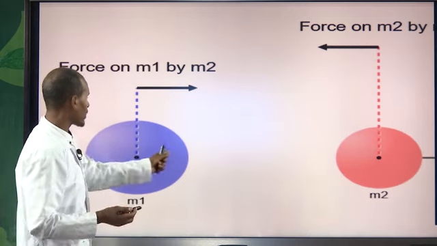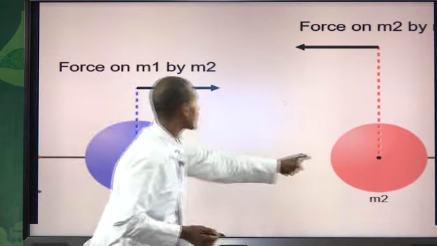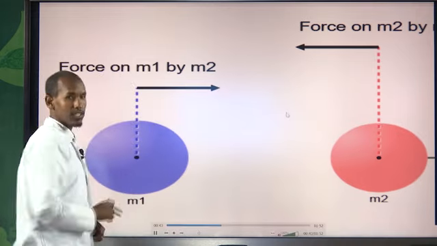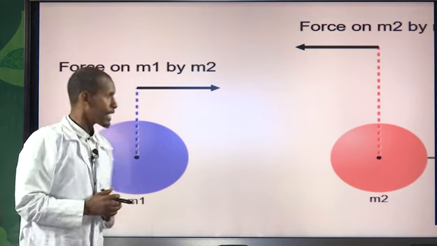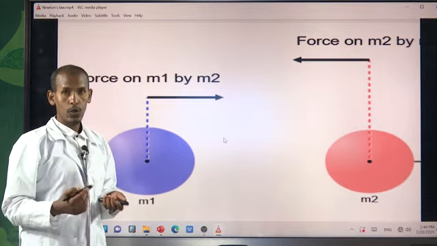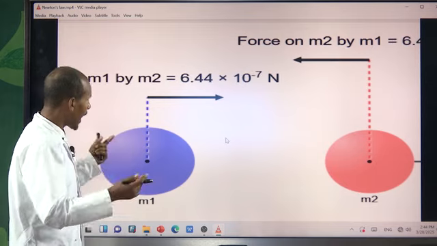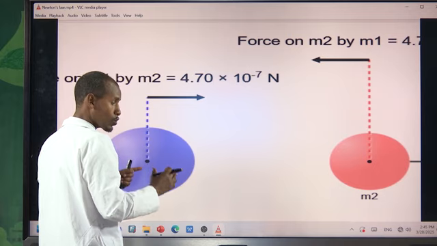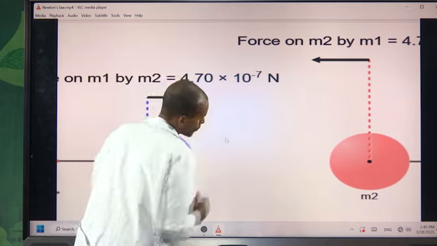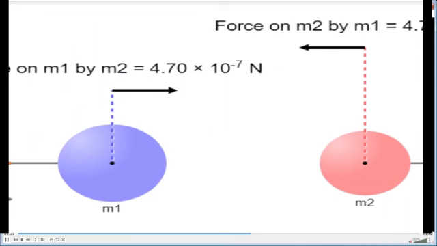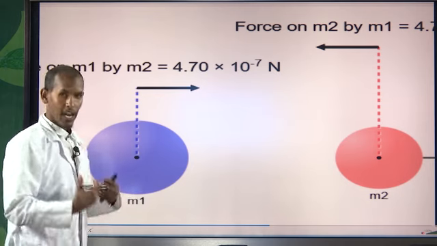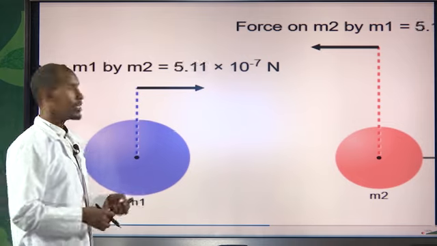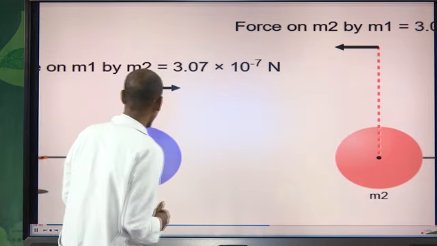Then if we increase the masses, the force of attraction increases because according to Newton's law of universal gravitation, the force between any two objects is directly proportional to the product of the masses and inversely proportional to the square of the distance between the two objects. Therefore, if you increase the distance, the force between them decreases, and if you increase the mass of each object, the force of attraction between them increases.